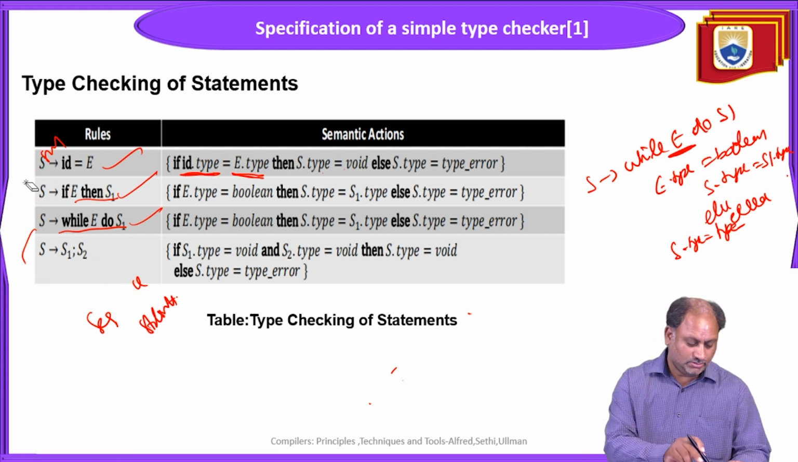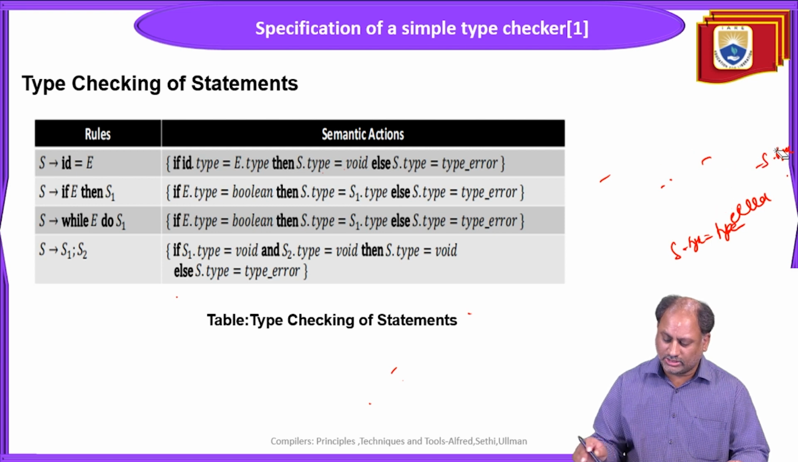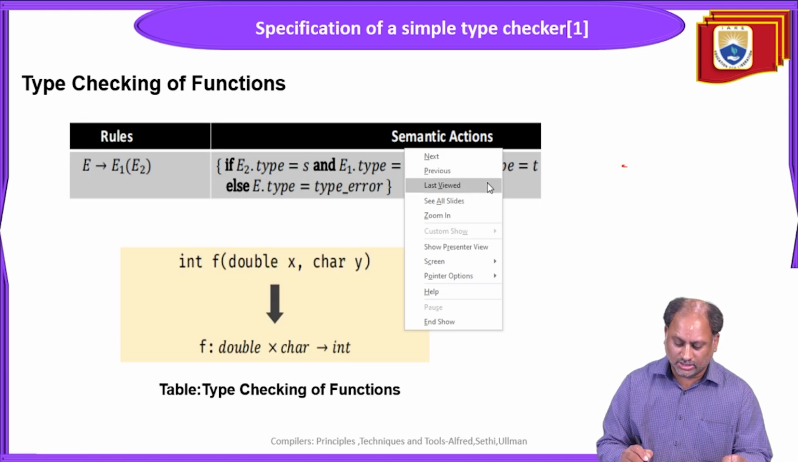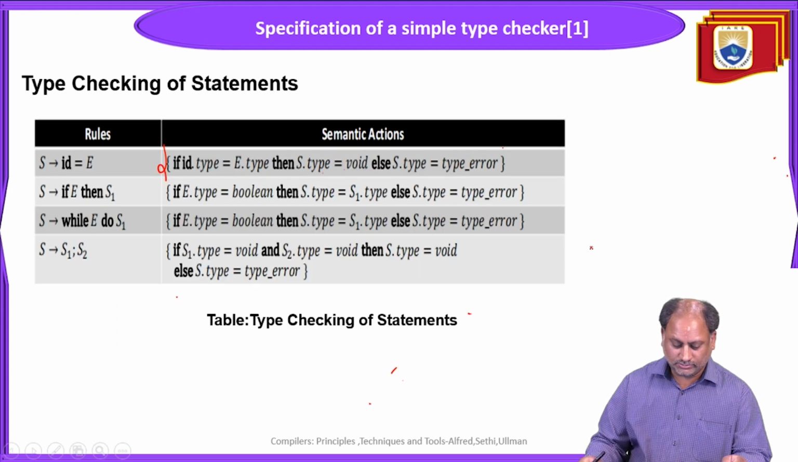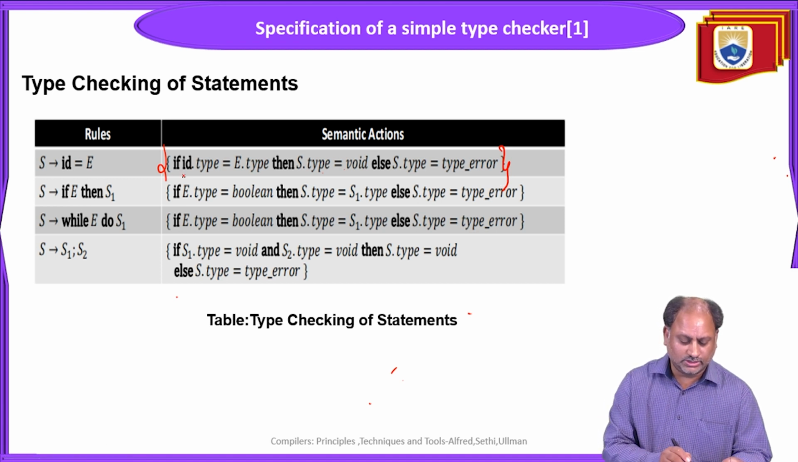So this type checking process can be done individually with the help of each one as a semantic action. So we have to write the semantic action for each statement separately within the curly braces, that is, the open curly brace and the closing curly brace. Within this, we have to write the corresponding expression. So if id dot type is equal to E dot type.